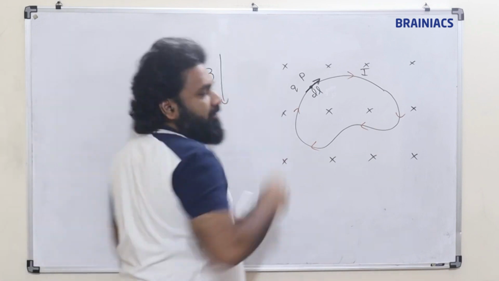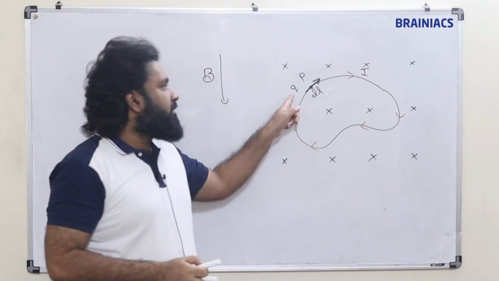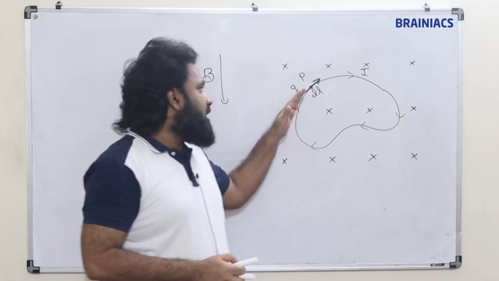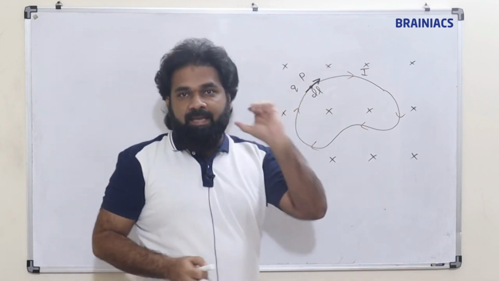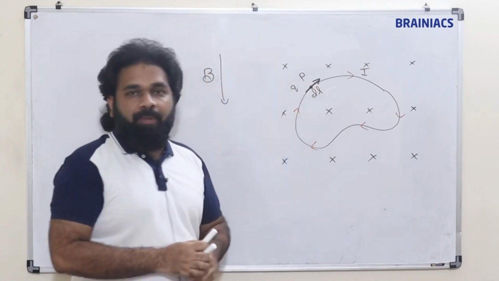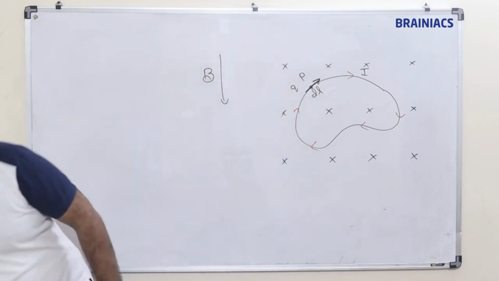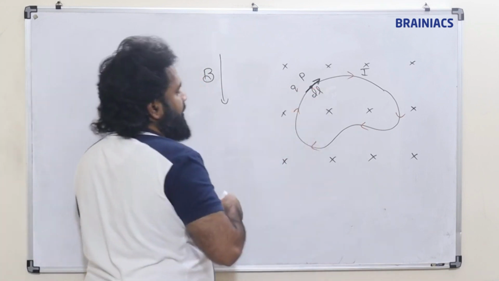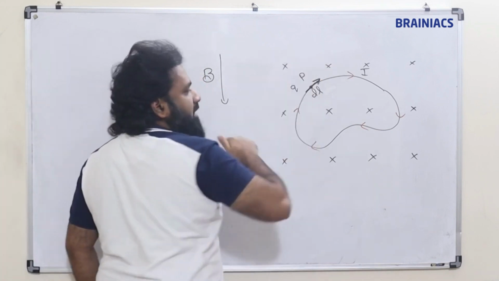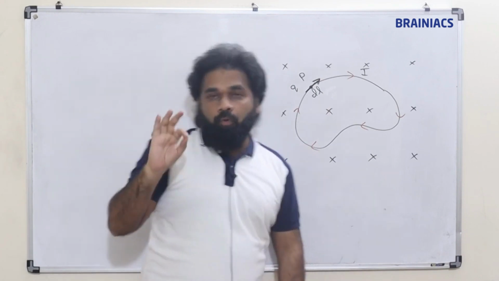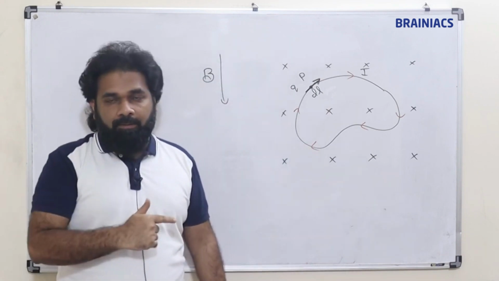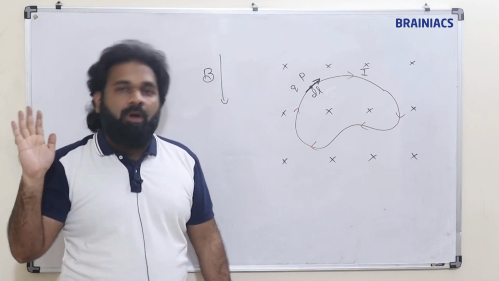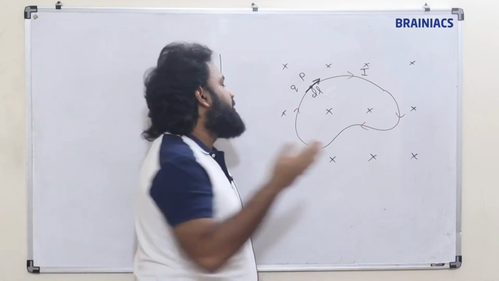So this is a positive charge, and this charge is moving for a distance dl at a point P. So what all force will be there with this charge? If the charge is moving in this direction, due to the magnetic field, there will be a force. What will be the direction of that force?